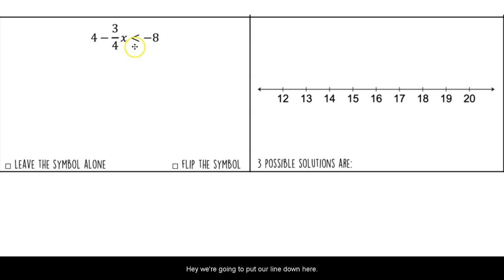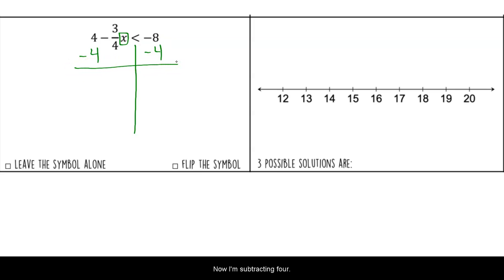Okay, we're going to put our line down here. Let's check it out. Our variable is on the left again. And what we're going to need to do is undo what's been done to x so that we can get our solution, just like we did with equations. So the first thing you should notice here is that we have a positive 4 minus 3/4 times x is less than 8. So the first thing I'm going to do is get rid of this positive 4. So I'm going to subtract 4 from both sides.